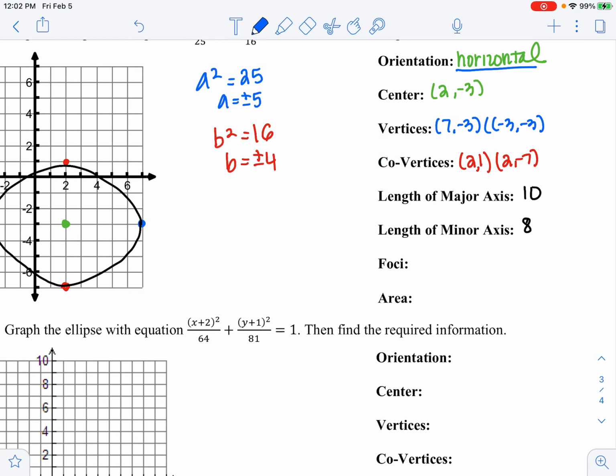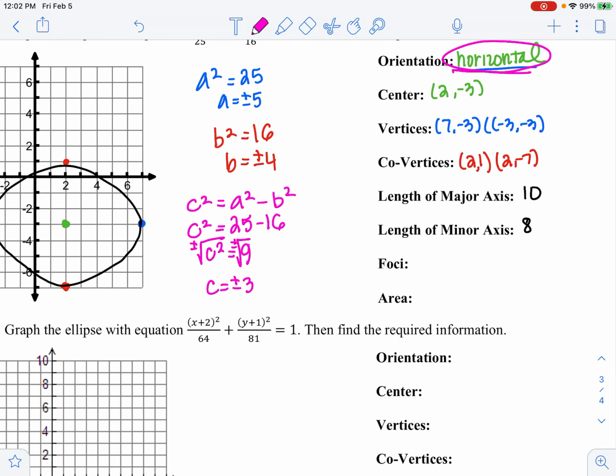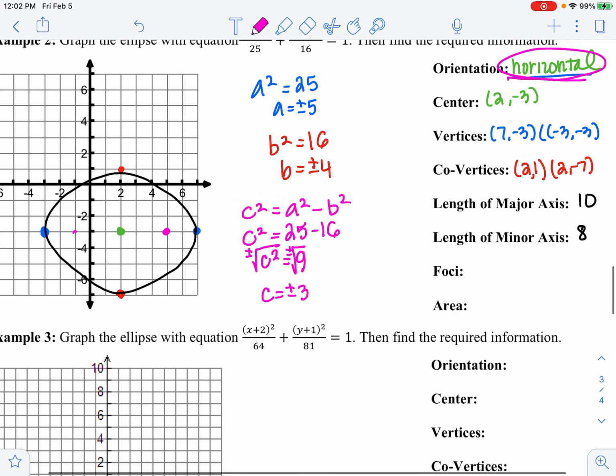Foci, I get by using c squared equals a squared minus b squared. C squared equals 25 minus 16. C squared is 9, square root, plus or minus. And I get c is positive or negative 3. So I don't have to approximate that. I know how to move 3 to the right and 3 to the left. Why am I moving right and left? Because this is horizontal. 3 to the right, 3 to the left. That is 5, negative 3, and negative 1, negative 3.